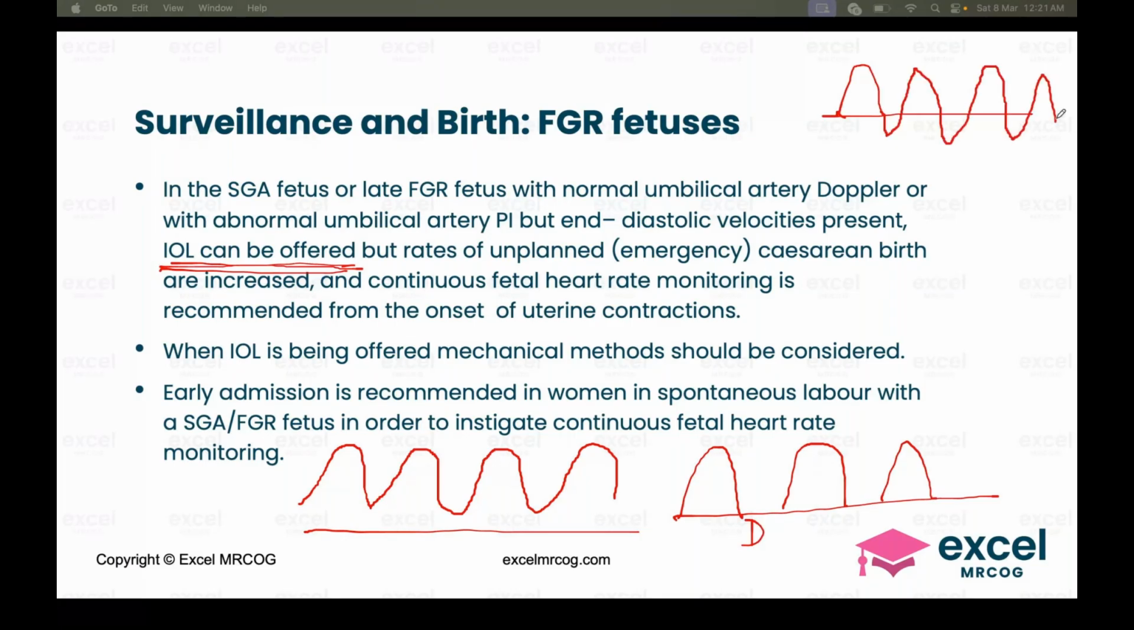So if there is positive flow, say it is mentioned as 95th centile and more, that means it is positive flow. Otherwise, they would have said absence of flow.